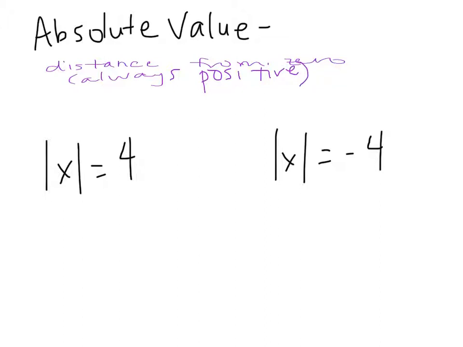So when I look at the absolute value, I'm just looking at how many spaces. Well, there can't be a negative amount of spaces. So if the absolute value of x is 4, then x equals 4. But remember that there's something else that could go in there. x could also equal negative 4, because the absolute value of 4 is 4, but the absolute value of negative 4 is also 4. So in absolute value, there's always two answers.